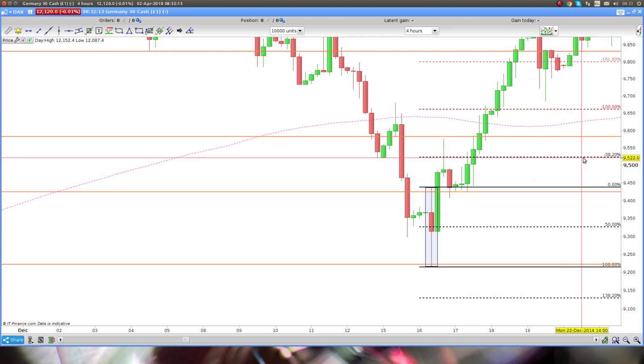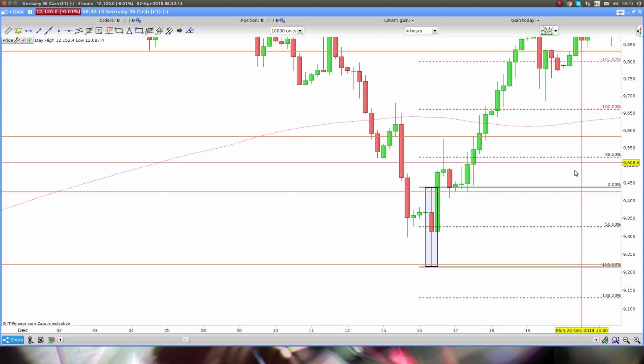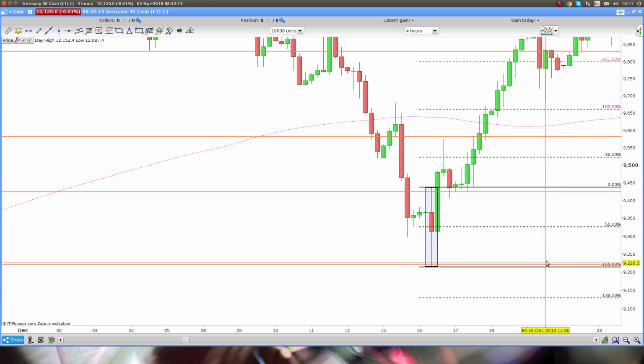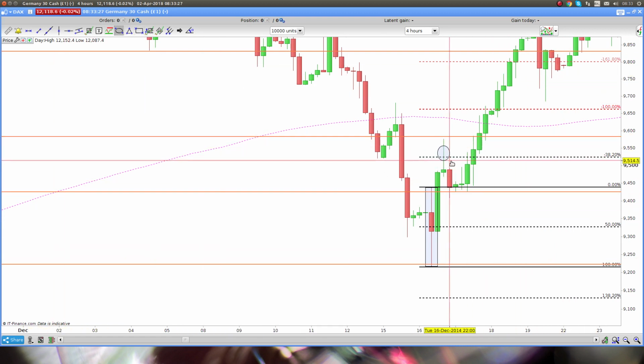But ultimately the calculation is the same. It's a 38.2 Fibonacci extension of this range. Okay, why that's important is if you look over there, look there, how price rejected this level.